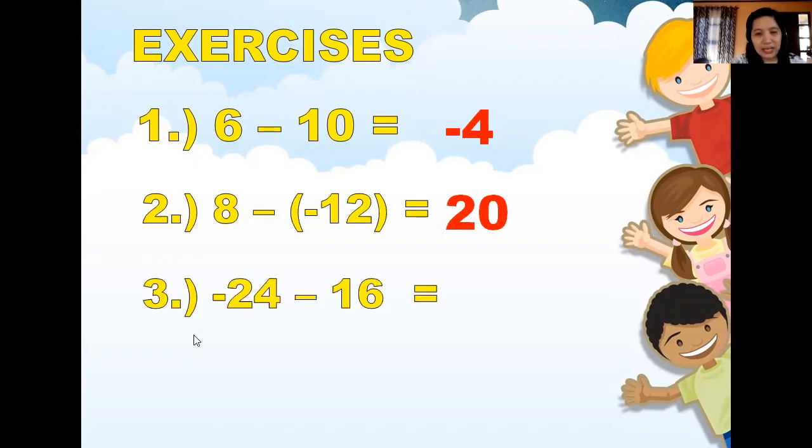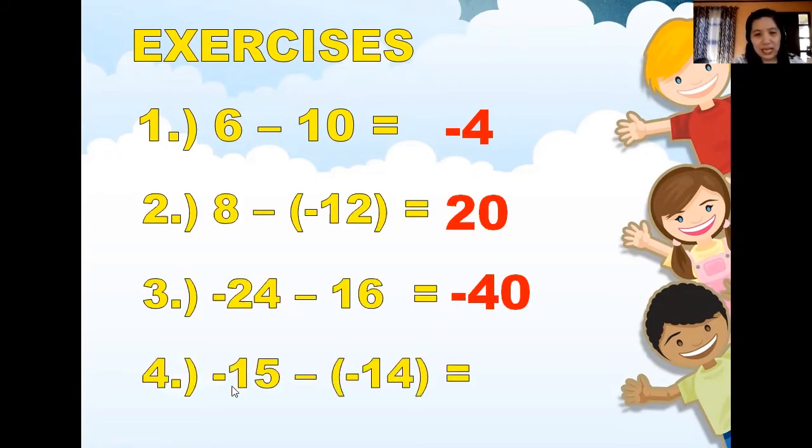Third, negative 24 minus 16. So you are subtracting negative to positive. You add this, then put negative sign. Negative 24 plus 16, this will give you negative 40. Or change the sign of the subtrahend. Your 16 becomes negative. Then proceed to addition. Negative 24 plus negative 16 is negative 40.